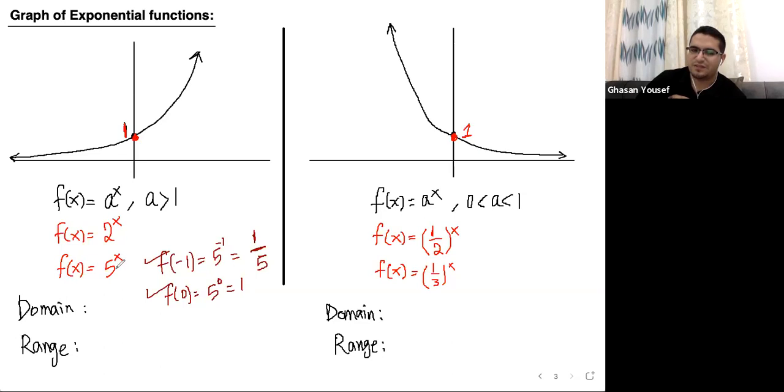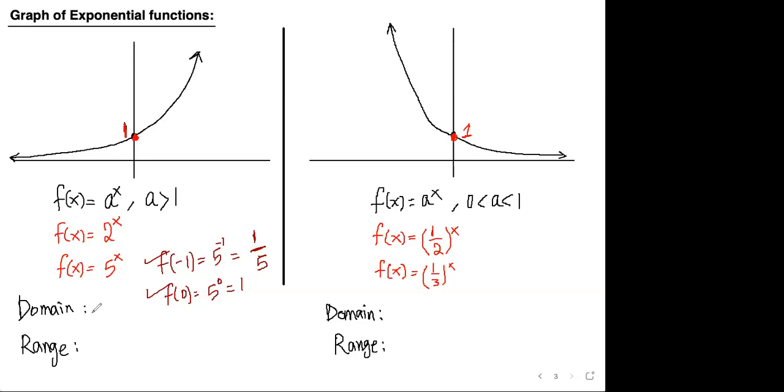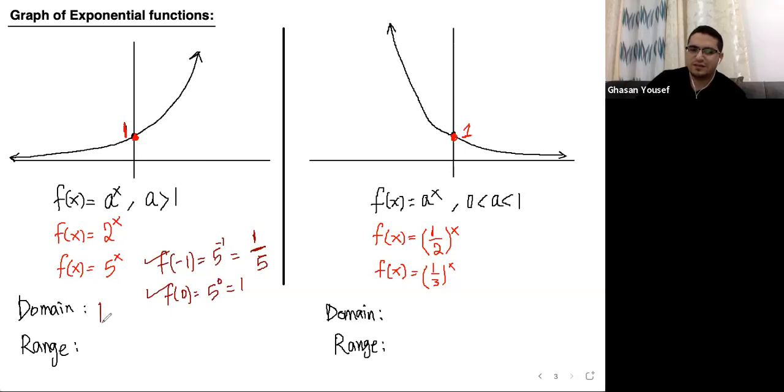What about the positive, like 1, for example? F of 1 is 5 to the power 1. It will give you an answer. So the domain is all real numbers, from minus infinity to positive infinity. I don't have any issue. For all real numbers I plug inside the function, it will be good. Yes, the domain is all real numbers. So actually, this is my domain.